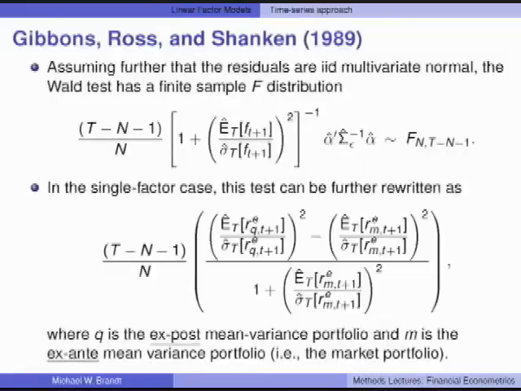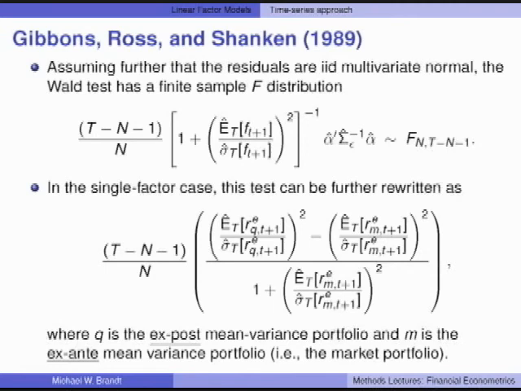Now, in my mind, the benefit or the contribution of the Gibbons, Ross, Shanken test, however, is not necessarily the finite sample distribution part of the paper, but rather the interpretation of the Wald statistic. What Gibbons, Ross, and Shanken showed is that you can rewrite this statistic in the following form as a difference between two squared Sharpe ratios. This term over here is the squared Sharpe ratio of our factor, being the market portfolio. This term over here is the squared Sharpe ratio of the ex post optimal, mean variance optimal portfolio.